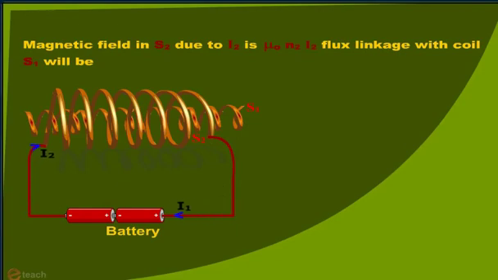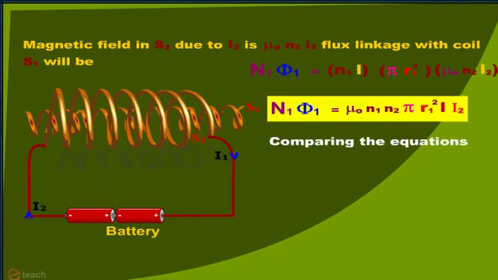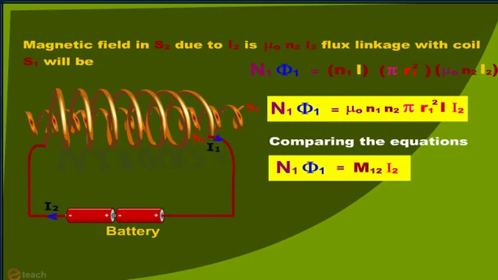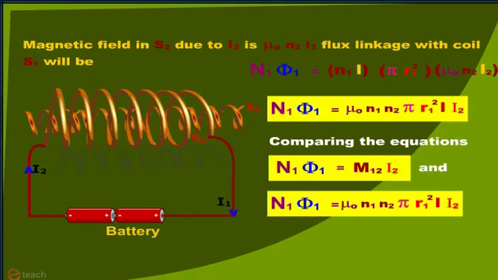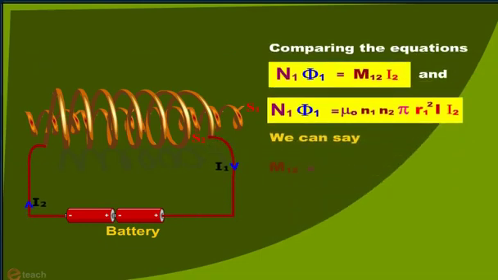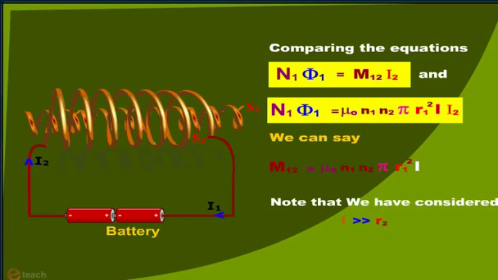Flux linkage with coil S1 will be N1 Phi1 is equal to N1 into I into pi R1 square into mu naught N2 I2. Comparing the equations, N1 Phi1 equals M12 into I2 and N1 Phi1 equals mu naught N1 into pi R1 square L into I2, we can say that M12 is equal to mu naught N1 into pi R1 square L. Note that we have considered L to be much greater than R2.